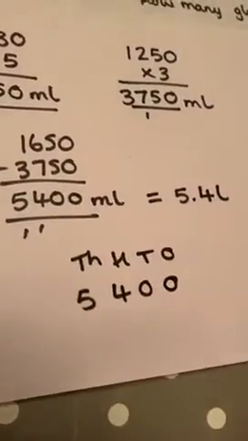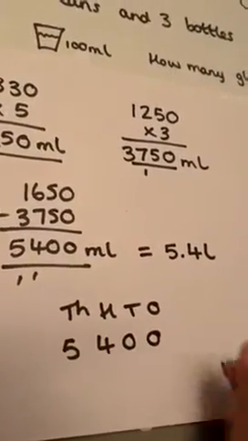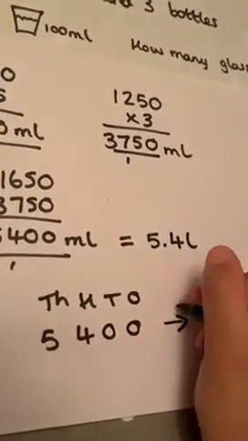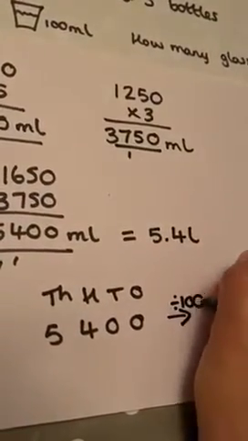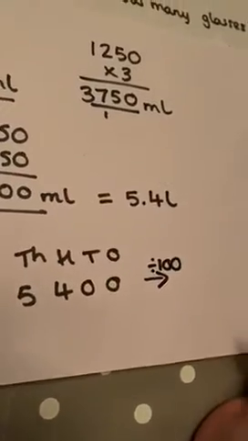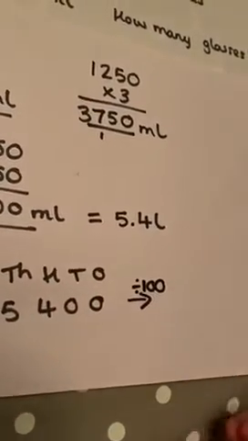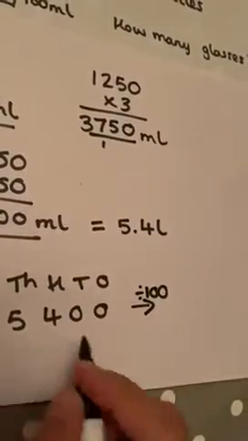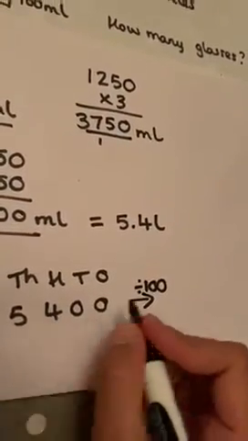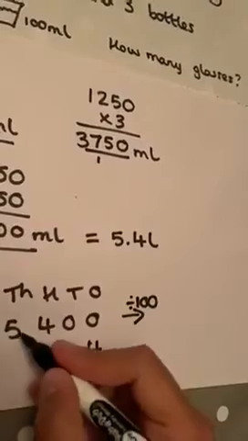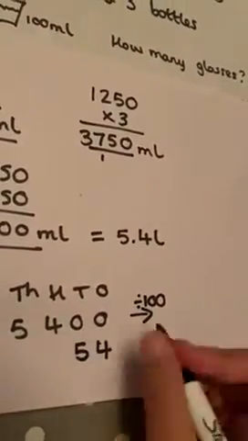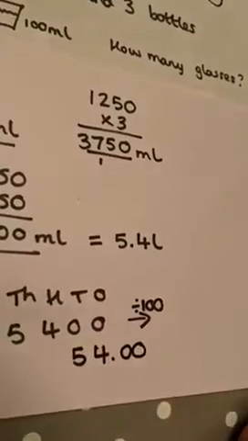5,400. We now want to divide by 100. So I want to know how many 100 millilitre glasses I can measure. So we can divide by 100. There are 2 zeros in 100. 100 is worth 2 place value columns. So this 4 is going to move down 2 place value columns to here. This 5 is going to move down 2 place value columns. And these numbers are lost because they're part of our decimal.